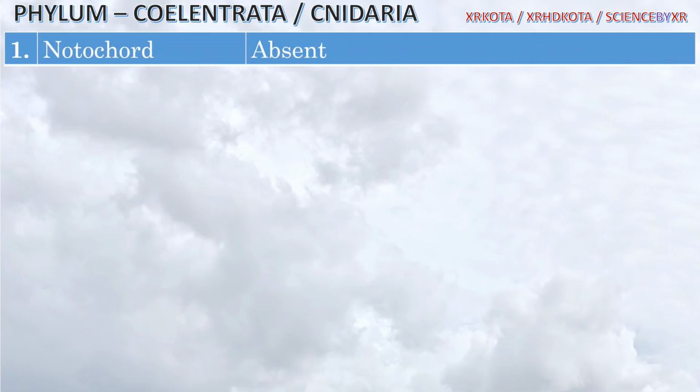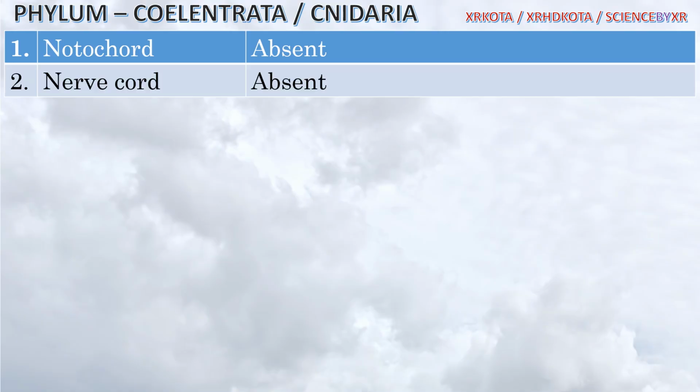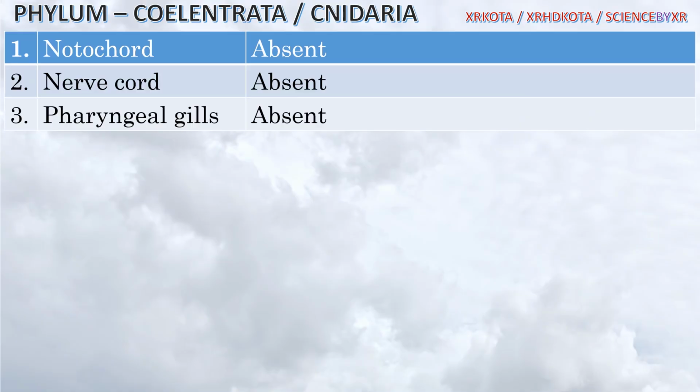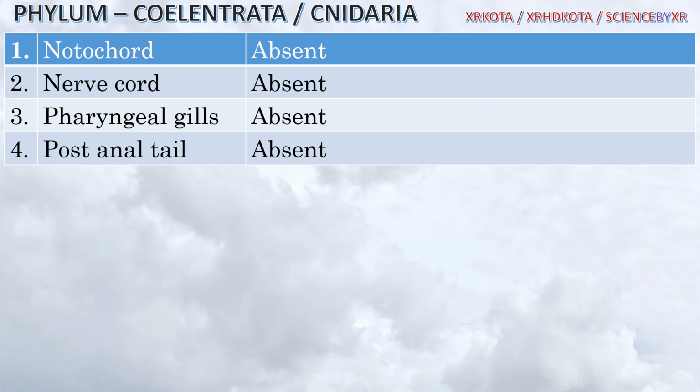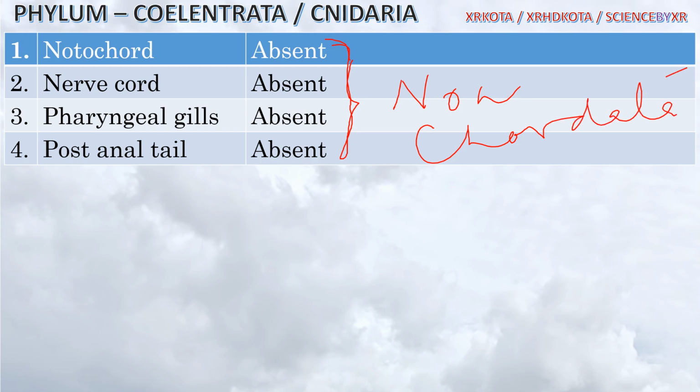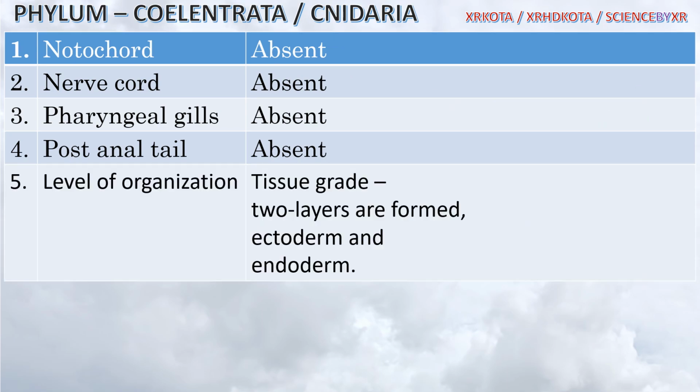So very first thing, that is notochord, it is absent. Second, notochord, it is also absent. Third, pharyngeal gills, they are also absent. And fourth, post-anal tail, that is also absent. So these four characteristics which are absent make it belong to non-chordata. Next, level of organization, the tissue grade.